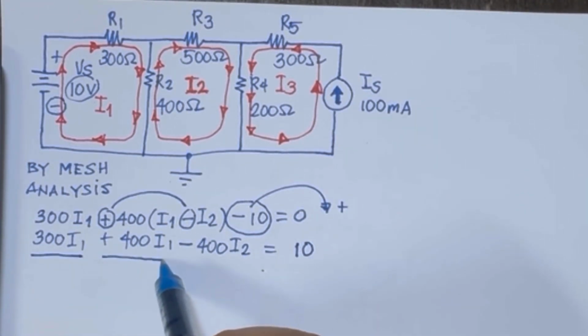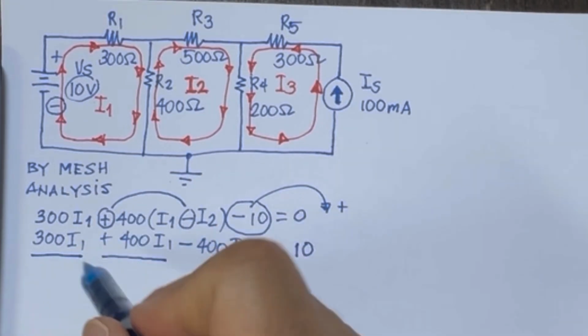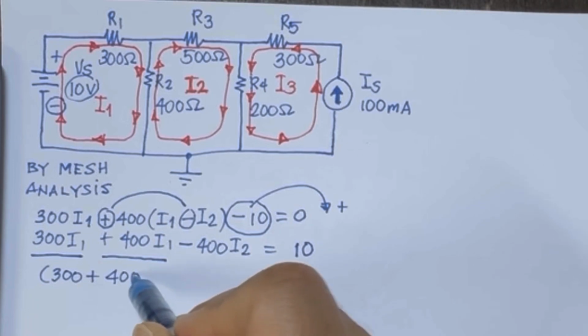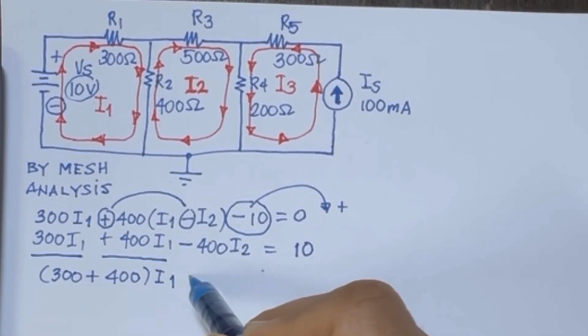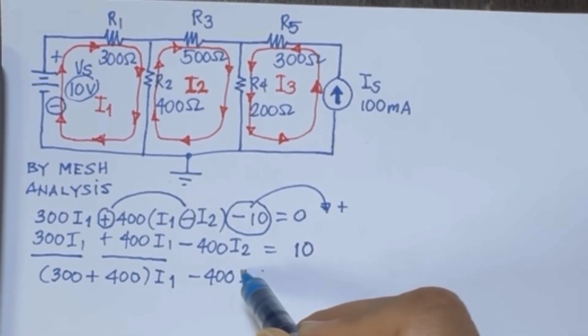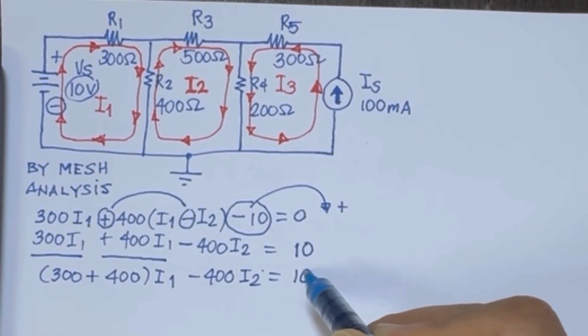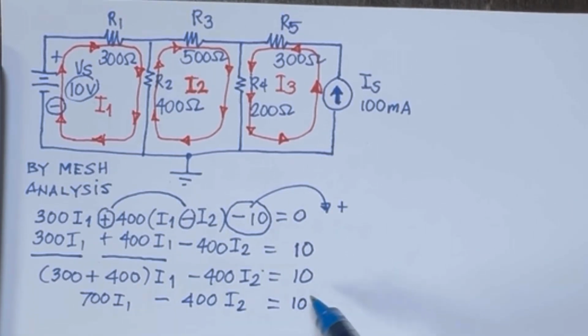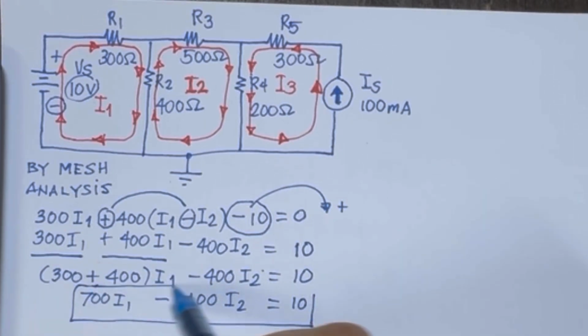And let's take the sum of 300 I1 and 400 I1. Factor out the I1, which is common to the two, minus 400 I2 equals 10. And we will get here 700 I1 minus 400 I2 equals 10. And that will be our equation number 1 for loop I1.